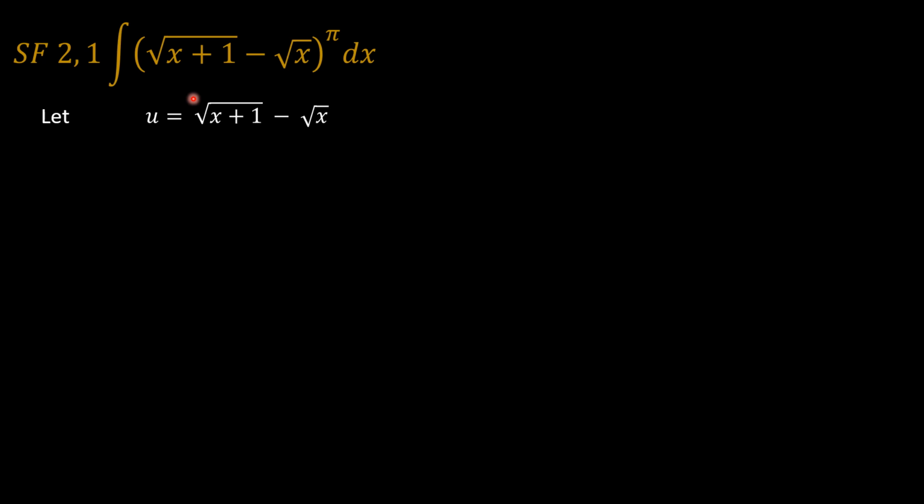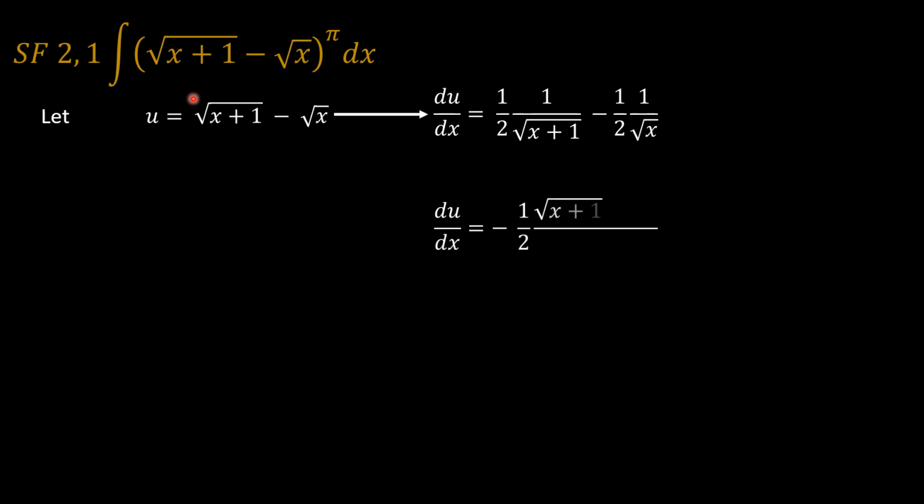The next problem, which was the integral of the square root of x plus 1 minus square root of x to the power pi, which was the semifinal number 2 first question. Here what we could do is, first of all, we would have to substitute for whatever is in the bracket. So we say let u equals the square root of x plus 1 minus the square root of x, so that du dx is equal to a half of 1 over square root of x plus 1 minus half of 1 over square root of x.